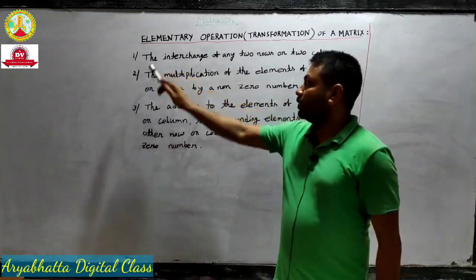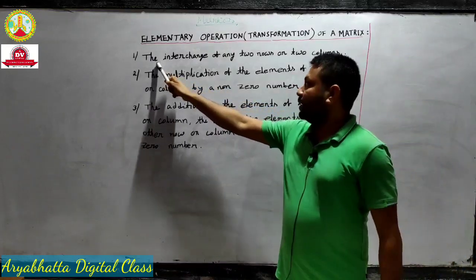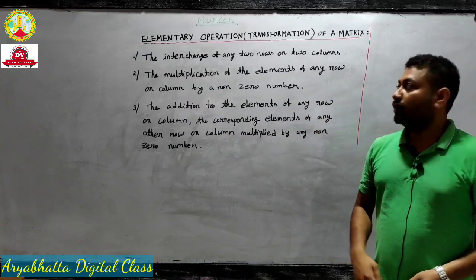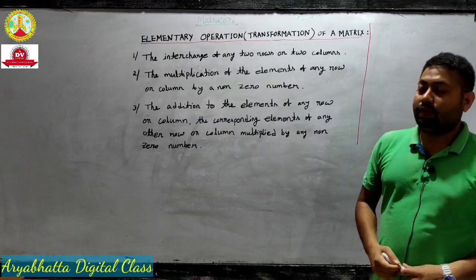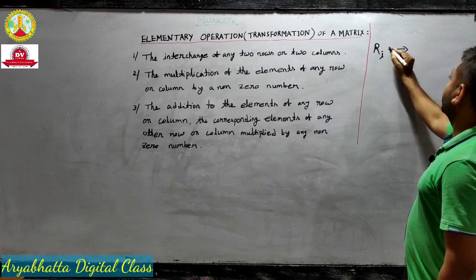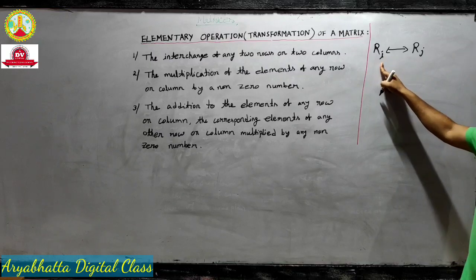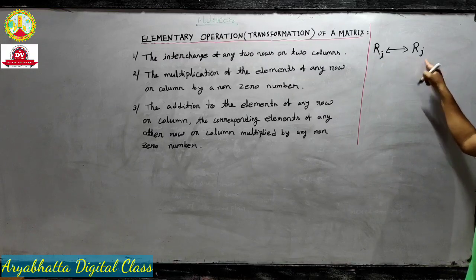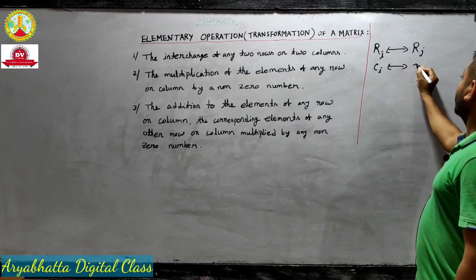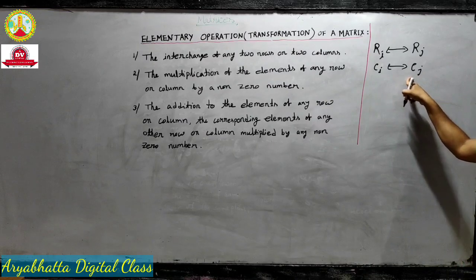First, number 1, elementary operation or transformation of a matrix. Number 1, the interchange of any two rows or two columns. It is denoted by Ri interchange to Rj. That means the ith row interchanges with the jth row. Similarly, Ci interchange to Cj. That means the ith column interchanges with the jth column.